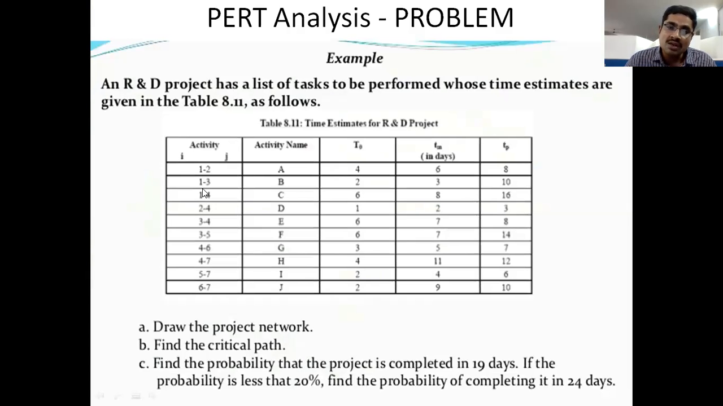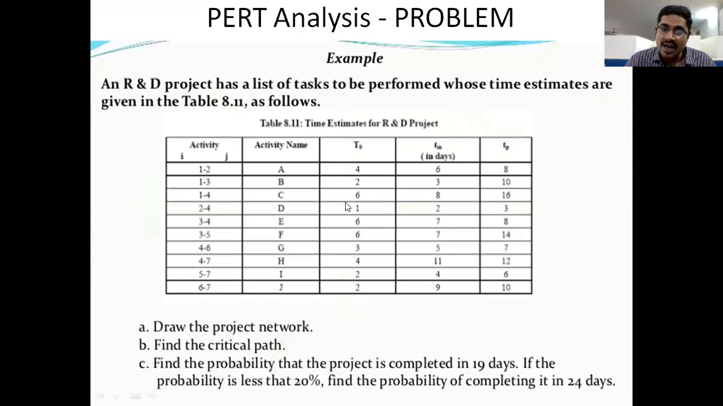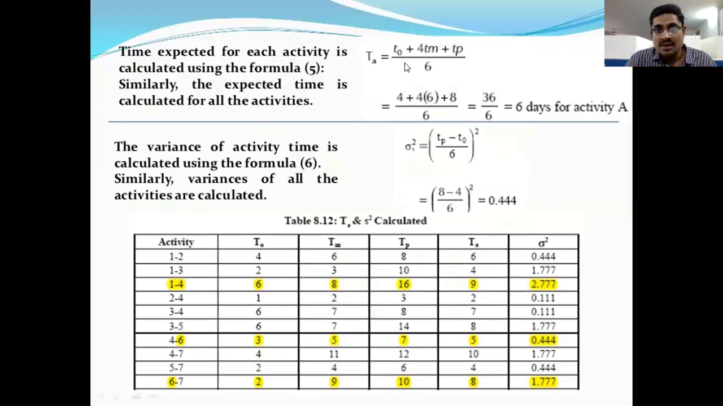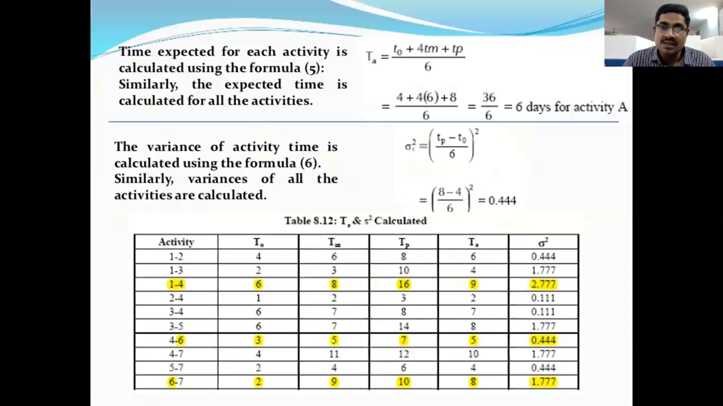So now after completion of this diagram, we need to calculate these 3 timings using our formula. What is the formula? Optimistic time plus 4 into normal time plus pessimistic time, divided by 6. This is the formula of PERT, right? So by using this formula, we can calculate these 3 timings into a single time, the average time, right?